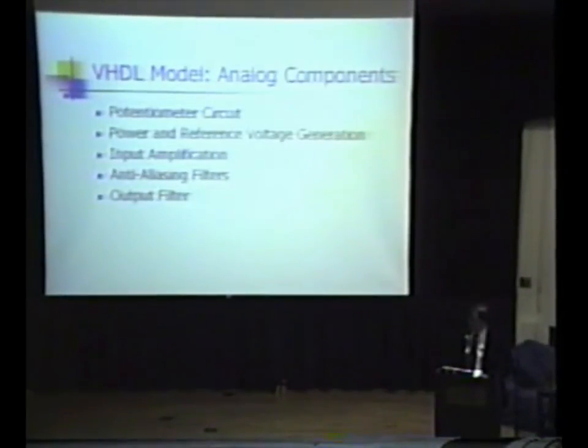First is the VHDL model, analog components made. The first was to create the potentiometer circuit, which would create a control voltage between 0 and 5, so you could control the gains of certain processes in the mixer. This is only for the VHDL model because all the analog components are already included in the hardware on the DSK. Also, I needed to create the power and reference voltage for the A to D and D to A, the input amplification to get it to the right voltage reference on the D to A to D, anti-aliasing filters, and finally an output filter to cancel out the sample and hold.